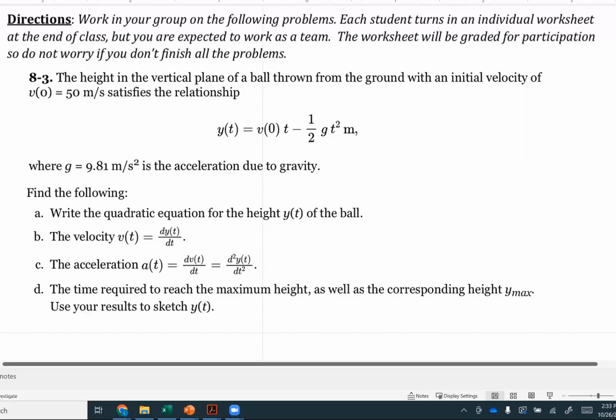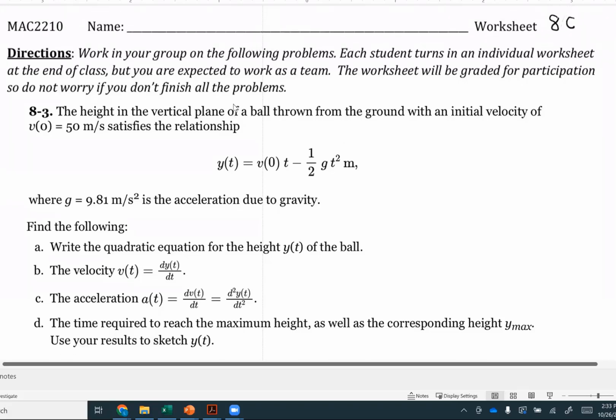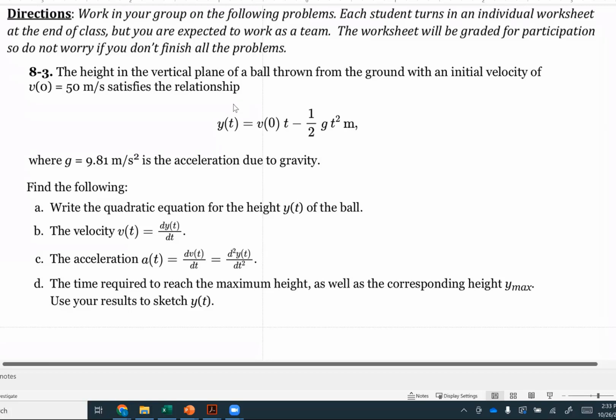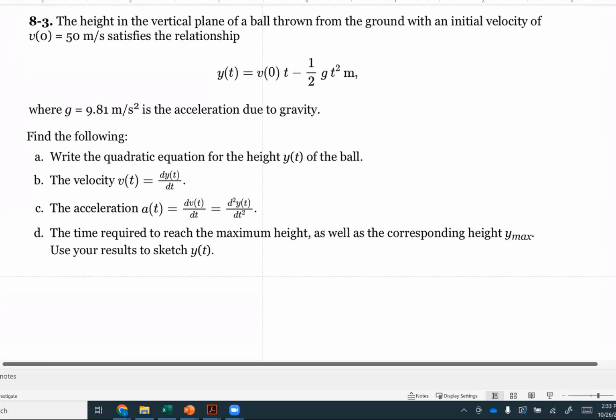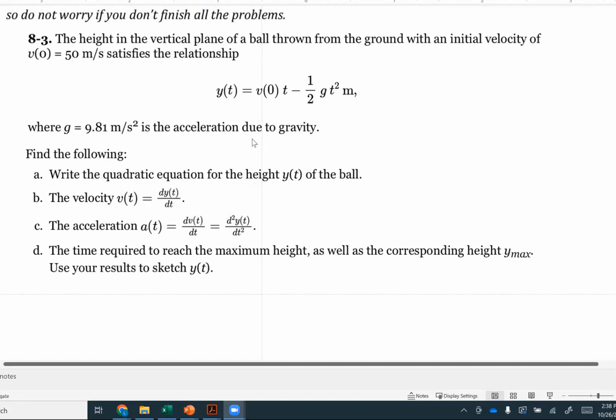This is worksheet 8C, and we're going to start at the top here. We're given this equation, y of t, and it still is representing the height, and it has an initial velocity. This v of 0 is the initial velocity. We're going to change that to 50, and we're going to change g to gravity.